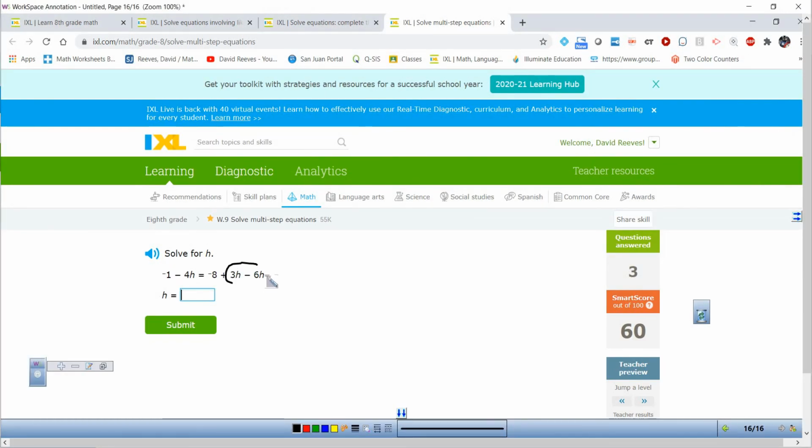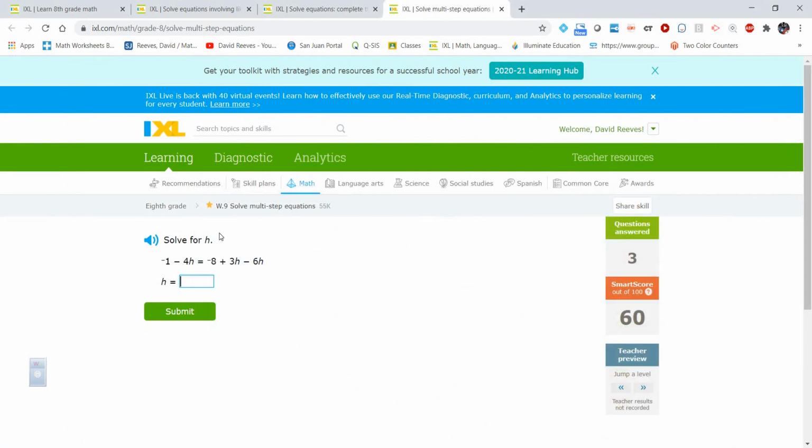All right, what are we going to have to do on this one? Well, we're going to have to do combining like terms, aren't we? So I have negative 1 minus 4h is going to equal negative 8 what? That's going to give me minus 3h, all right? So now I have an equation with variables on both sides. Which one is smaller? Do you agree negative 4 is smaller than negative 3? So I'm going to add 4h to both sides. I get negative 1 is equal to negative 8 plus h, all right? Add 8 to both sides, and I get 7 is equal to h. That's right, 7 is equal to h.